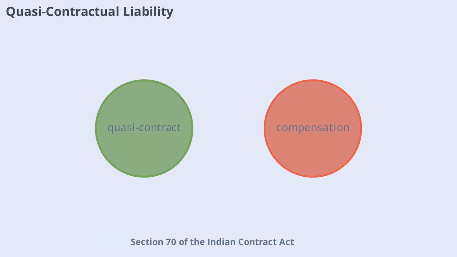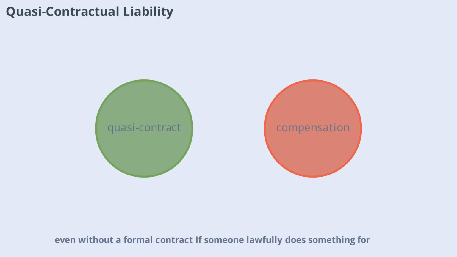Section 70 of the Indian Contract Act imposes liability on the government for benefits received, even without a formal contract. If someone lawfully does something for the government and the government benefits, it must compensate the person. This ensures fairness even in the absence of a formal agreement.